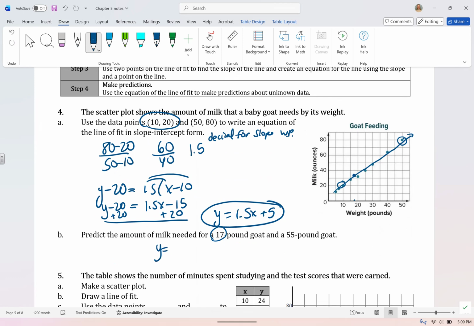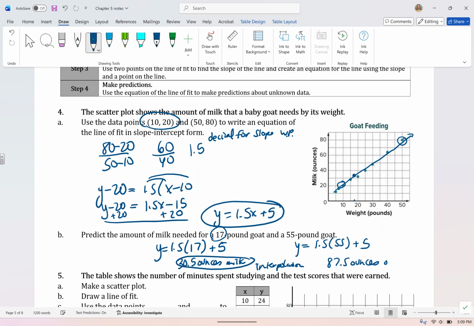We're going to figure out where that would be. We're going to do y is equal to 1.5 times 17 and add 5. We're going to use our equation. We're not just going to guess it. And then we figure out the 17-pound goat will use 30.5 ounces of milk. That would be inside the data, so interpolation. And what if it was 55 pounds? That would give us 87.5 ounces. That would be outside of our data, so that'd be an extrapolation example.